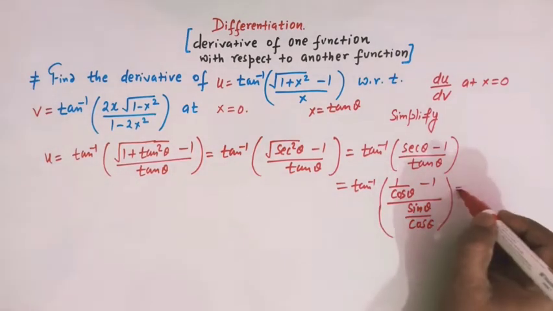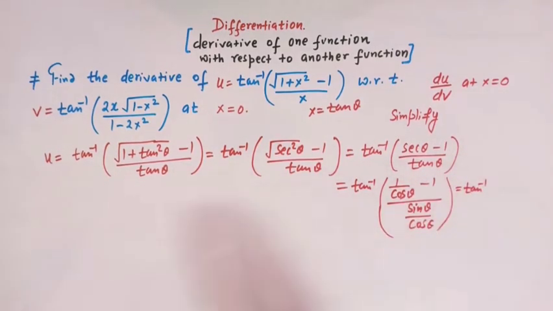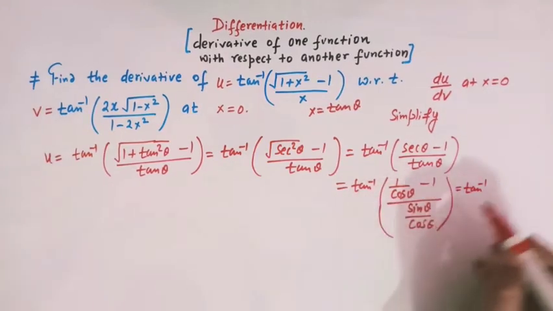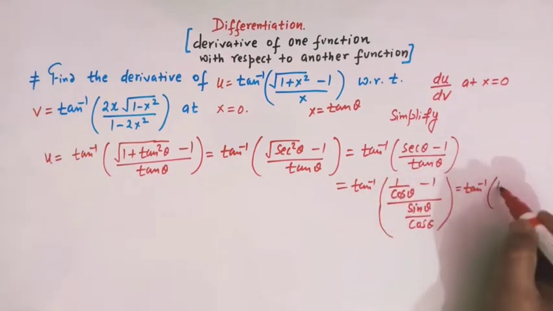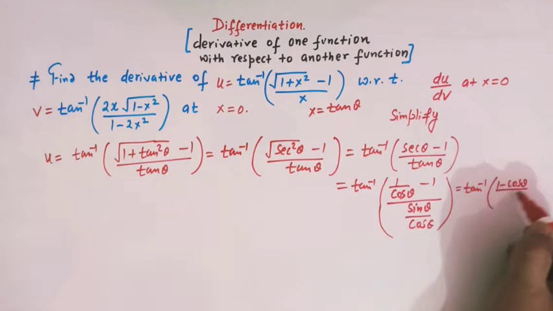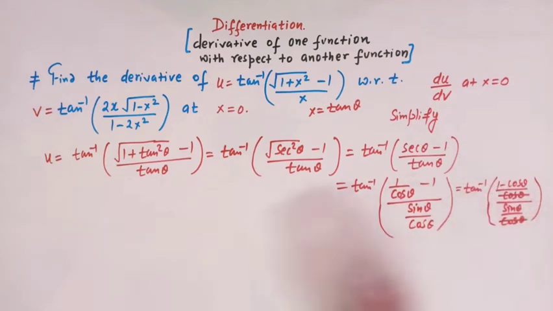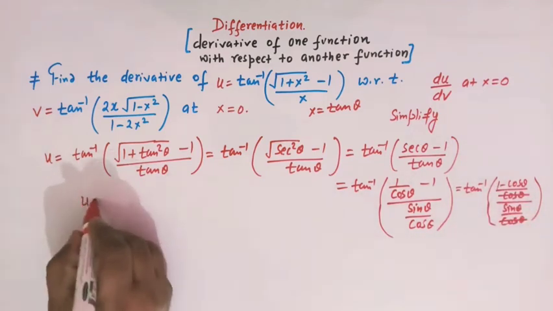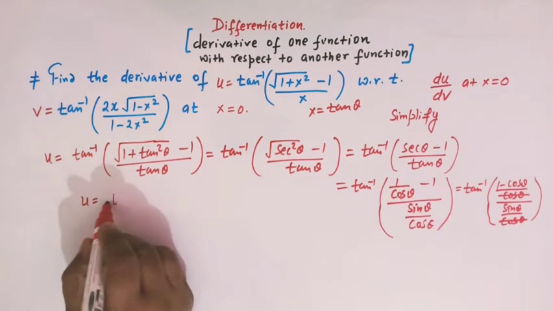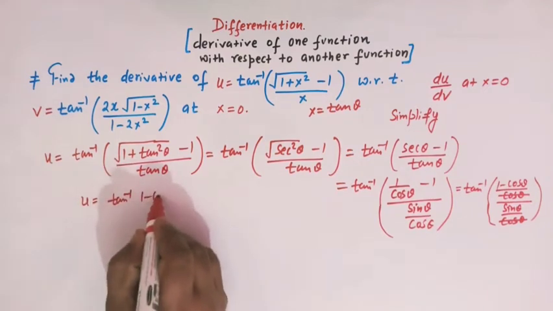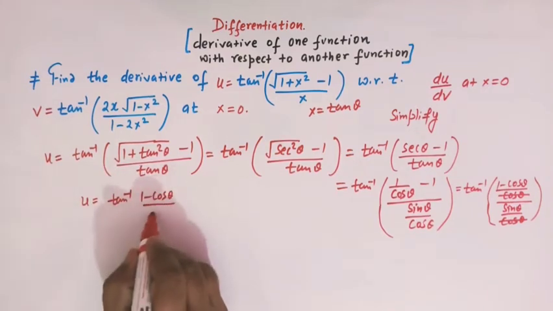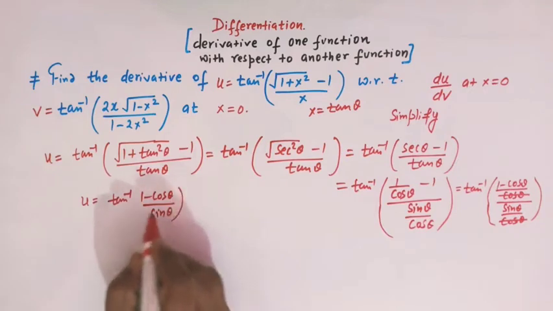Now let us further simplify it. We have tan inverse, and if we take the LCM, we have 1 minus cos theta over cos theta, and then here we have sin theta over cos theta. Now this cos theta and this cos theta get cancelled, and u can be written as tan inverse of 1 minus cosine theta over sin theta.